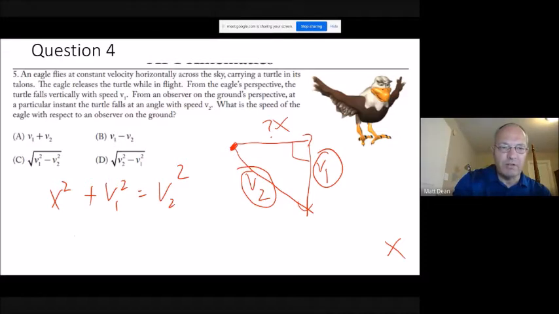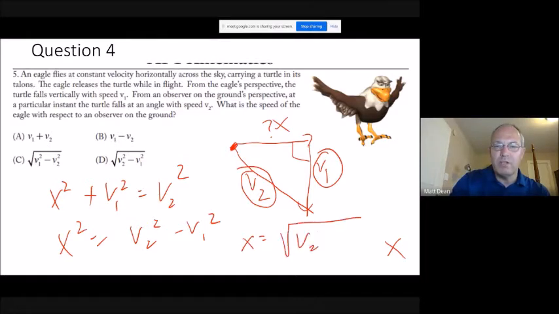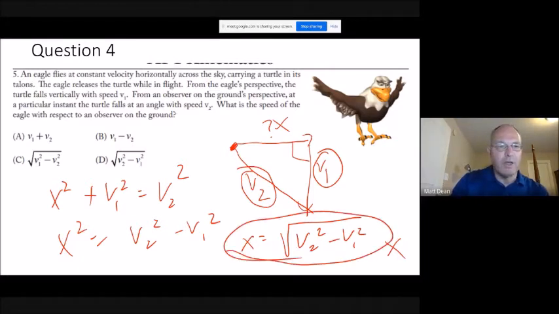Solve that out for x. So x squared is going to be equal to v2 squared minus v1 squared. We need to take the square root of both sides. And when we do, we end up with x equals the square root of v2 squared minus v1 squared. And that looks like it is choice D. So that's working with vectors and realizing how to break a vector into components or add vector components together to get a resultant.